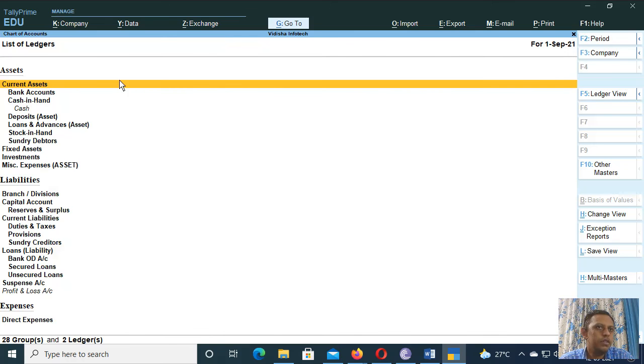So ledgers are also the same, but here it is defined in assets and liabilities. So in current assets we are having bank account, cash in hand, that is cash, then deposits, loans and advances, advance accounting, stock in hand, sundry debtors, then fixed assets, investments, miscellaneous expenses.